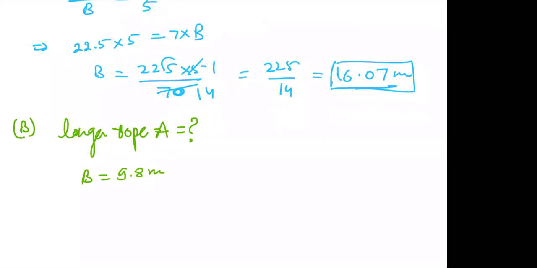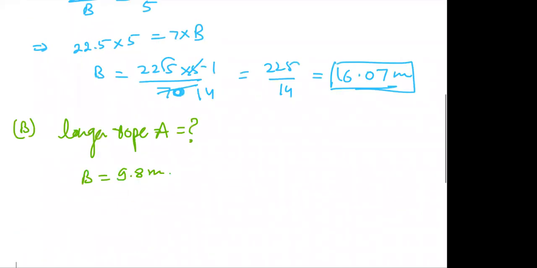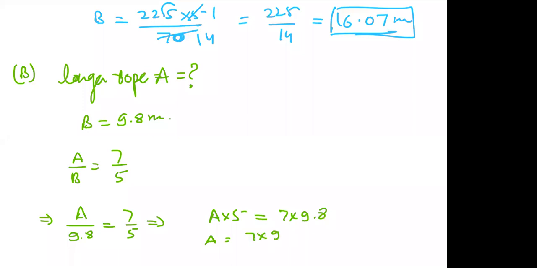So beta, we will start the question from this ratio: A upon B is equal to 7 upon 5. So write again this relation, A upon B is equal to 7 upon 5. Now in place of B, write 9.8. Now do cross multiply. A into 5 is equal to 7 into 9.8. So A is equal to 7 into 9.8 upon 5. Better solve it and find the answer. You will get the value of A in meter.